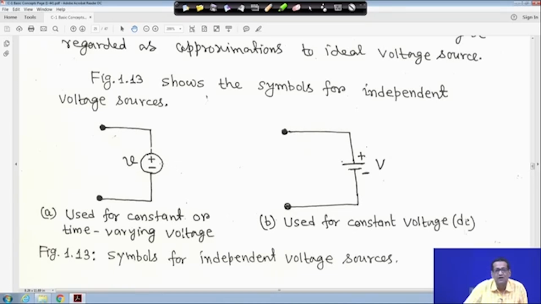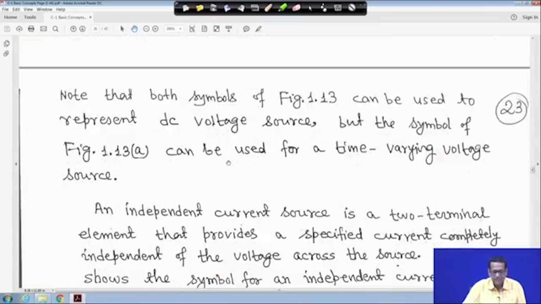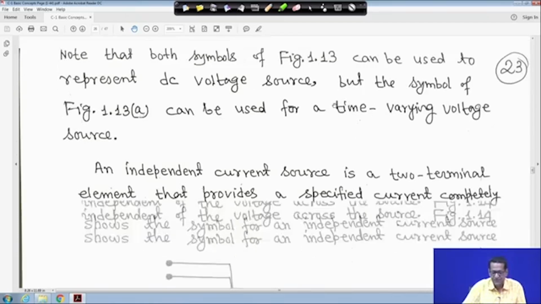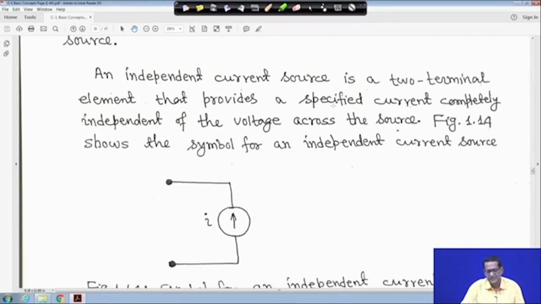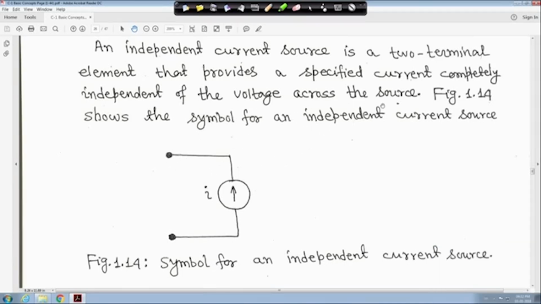So, these two are symbols for independent voltage sources, right. That is why, whatever I said, the one symbol can be used to represent a DC voltage source, but the other symbol can also be used for a time varying voltage source, both DC as well as time varying. So, an independent current source is again a two terminal element that provides a specified current, completely independent of the voltage across the source.